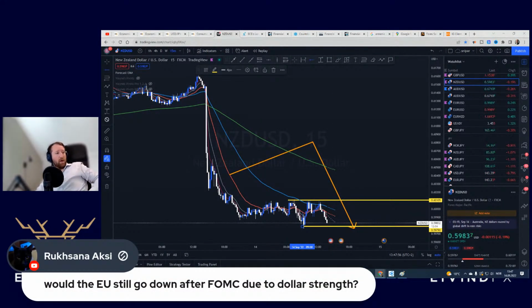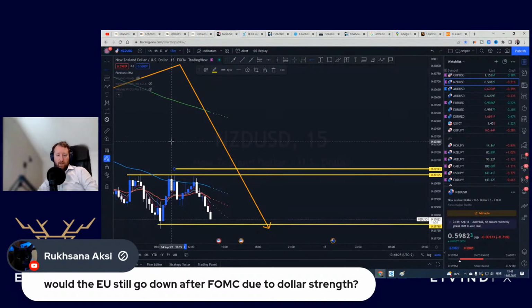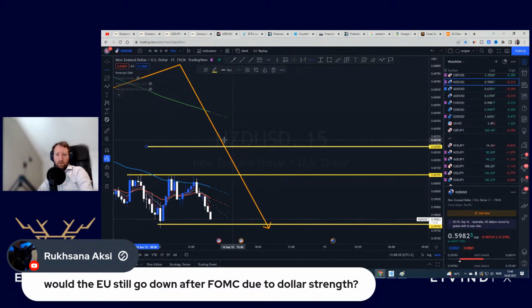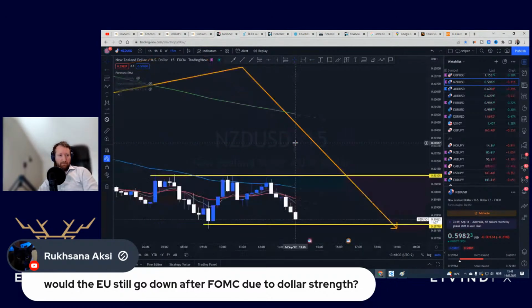Roxana says, what would Euro still go down if FOMC after? Yeah, that is the overall plan, Roxana. So right now, I'm just waiting for this one to break. So we'll see. Or I can be a bit more zoomed in then. Thank you. Just waiting for that to break.